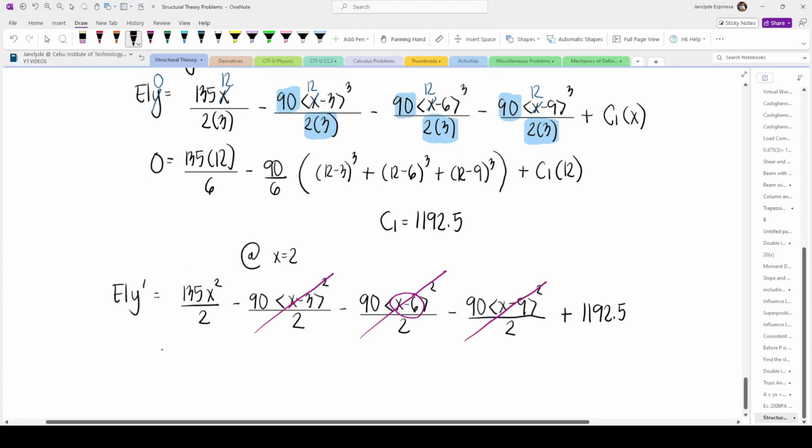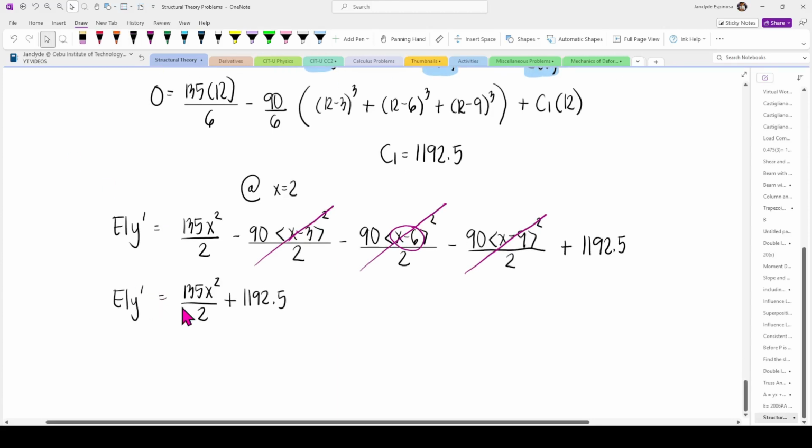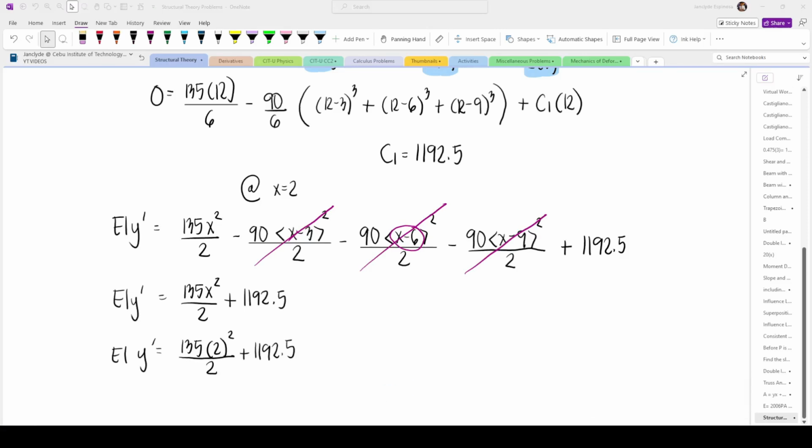And so what's left is 135x squared divided by 2 plus 1192.5. And then we have EI y prime. And so solving y prime, that's the slope. Then I have 135 times 2 squared divided by 2 plus 1192.5. So this gives me 1462.5. Now, medyo may mali.